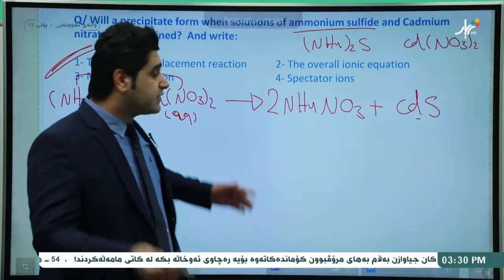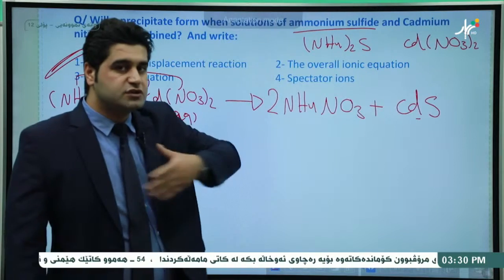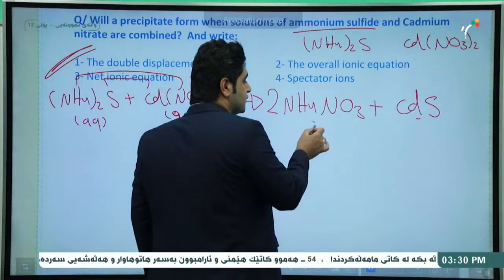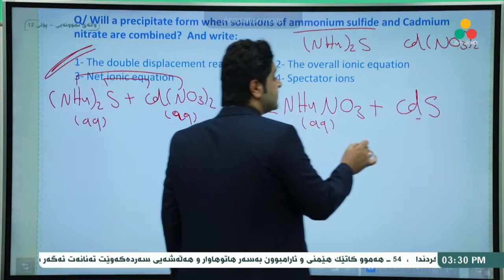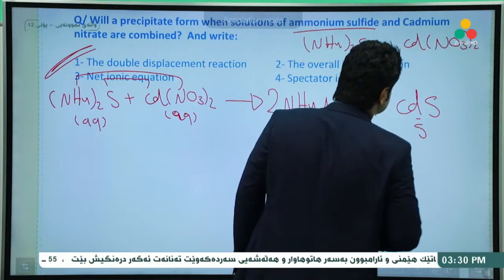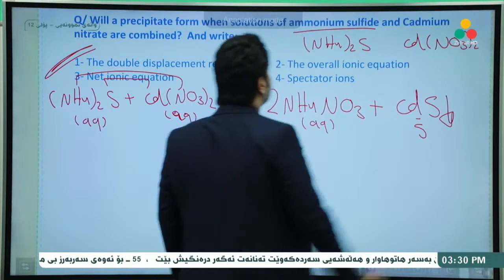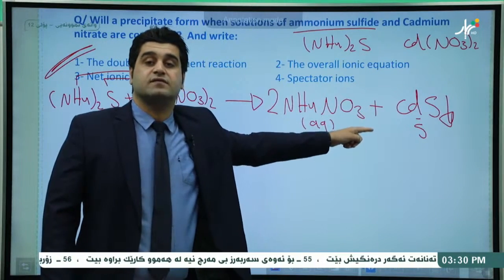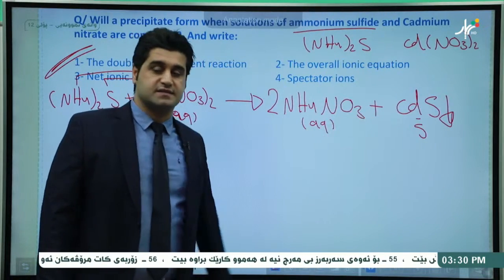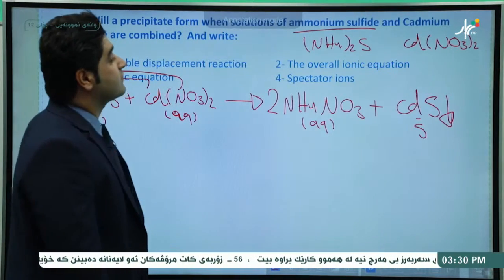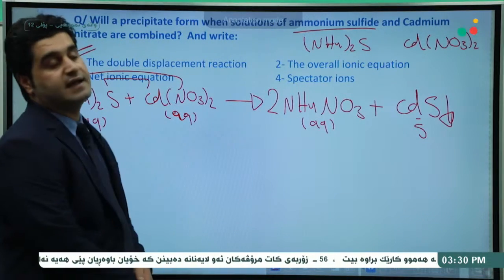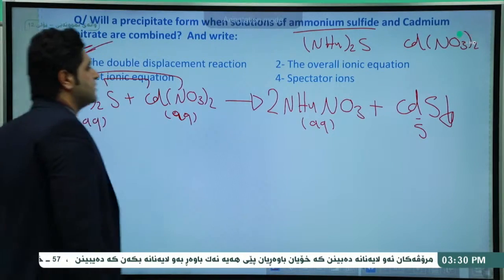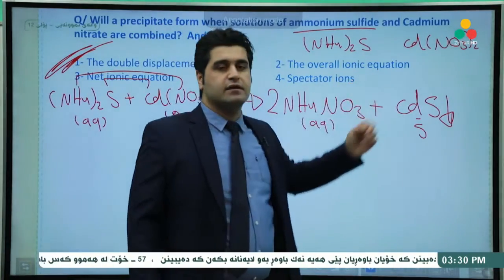Then, after writing the double displacement reaction, we should predict the solubility of the products. It's totally soluble, water soluble, but this is the solid. It is the precipitate. So will a precipitate form? Yes. The precipitate is cadmium sulfide. Cadmium sulfide is the precipitate of the reaction between ammonium sulfide and cadmium nitrate. Okay, so this is the double displacement reaction. Then write the overall ionic equation.